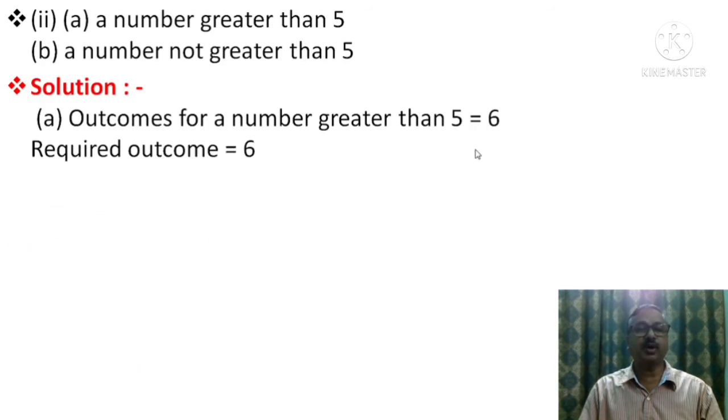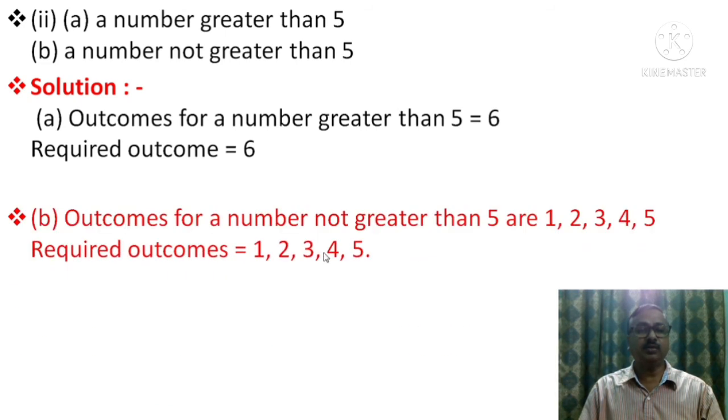Now see the next part, a number greater than 5. So when we toss a die, the total outcomes are 6: 1, 2, 3, 4, 5, 6. Now the outcome for a number greater than 5 is only 6. So the required outcome is only 6. A number not greater than 5. Not greater than 5 means 1, 2, 3, 4, and 5 is included. The sentence is written not greater than 5, but it may be equal to 5. So that's why the numbers not greater than 5 are 1, 2, 3, 4 and 5. Therefore the required outcomes are 1, 2, 3, 4, 5.